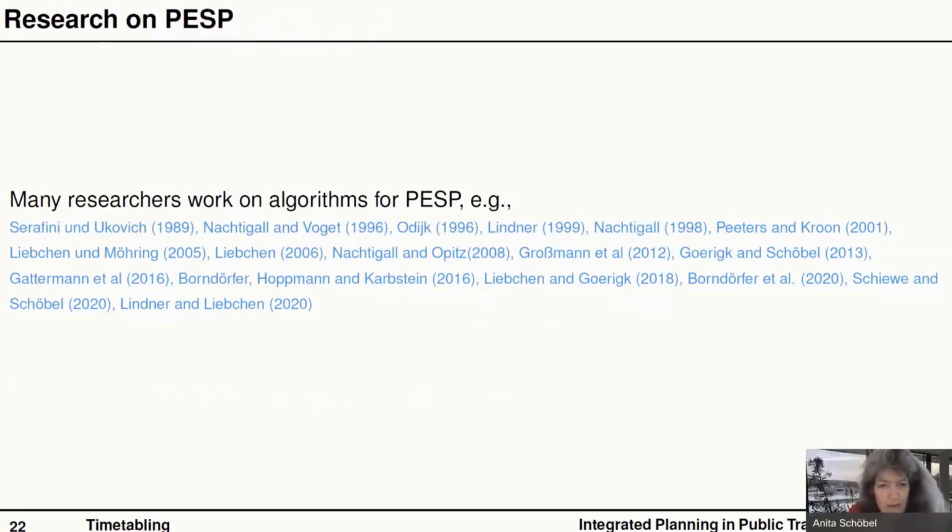And this explains that there is a lot of research work on algorithms for this periodic event scheduling problem. And this is another focus, as for line planning. In line planning, we had a lot of different models. And this explains why we have so many papers. And for the PESP, we have a very hard problem, which is very hard to solve. So this explains why we have a lot of papers here, and they are often rather mathematical.